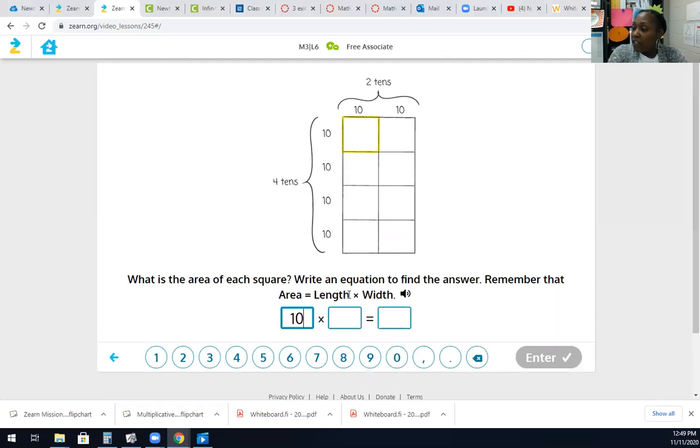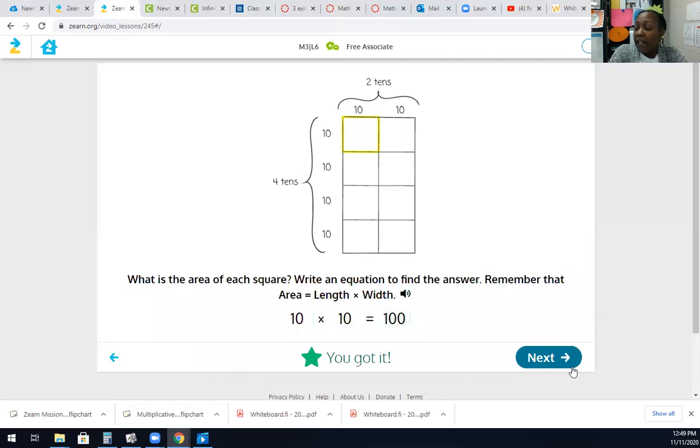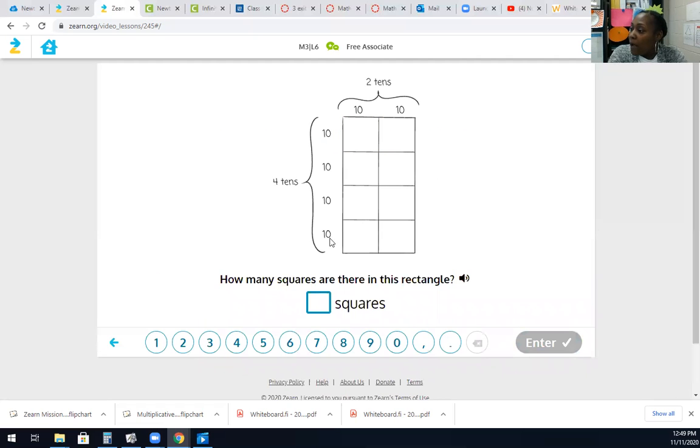This is the length. I know we know what 10 times 10 is. I know everyone's saying 100, 100, Miss Everett, and you would be correct. And each square is 100. Why is that? Because they're all 10 by 10. How many squares are here though? 1, 2, 3, 4, 5, 6, 7, 8. There are 8 squares. Remember, each one is 100.